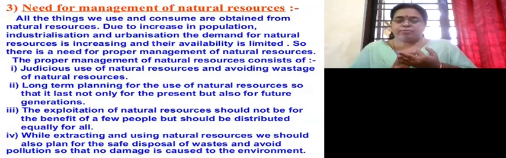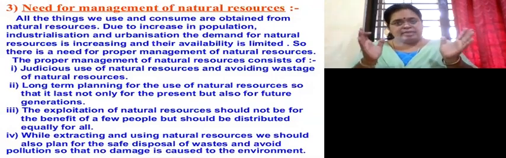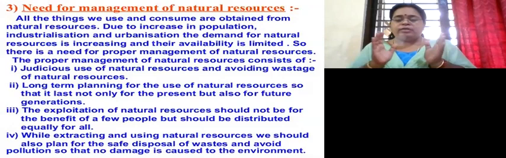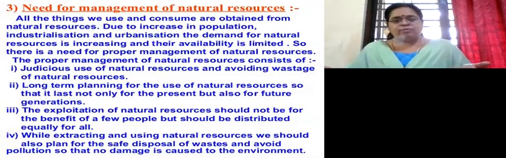Third point, the exploitation of the resources should not be only for the benefit of few people, but it should be equally distributed. You might have studied about equitable distribution in economics. So the same thing, there should be an equal distribution of natural resources, so that the resources are distributed in an equal manner. Otherwise, what will happen? The rich people will go on getting richer. The poor people will go on getting poorer. That is not our aim. We should see that all the resources are being distributed in a uniform manner.